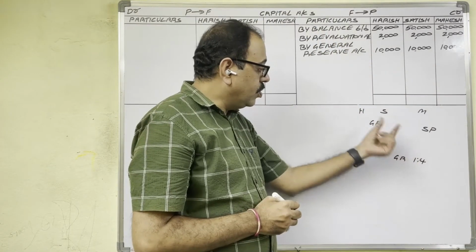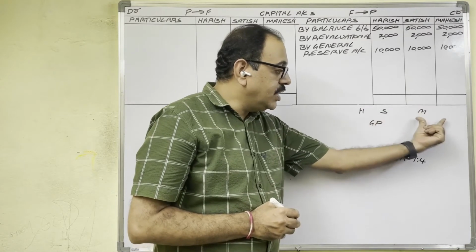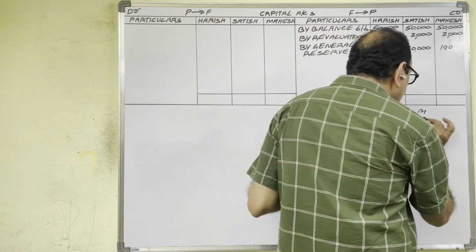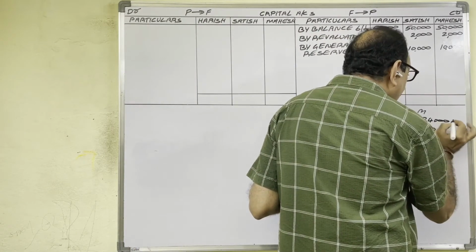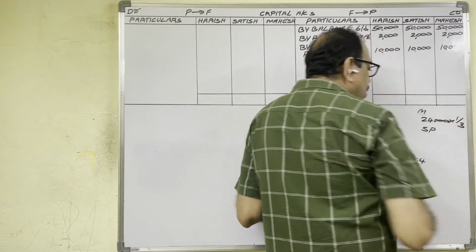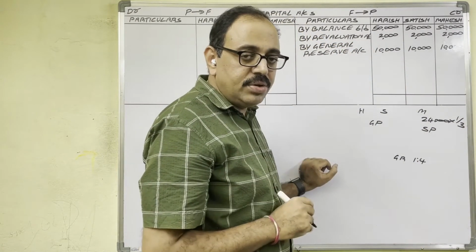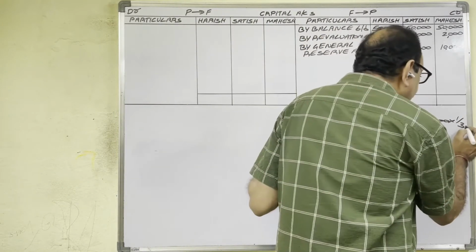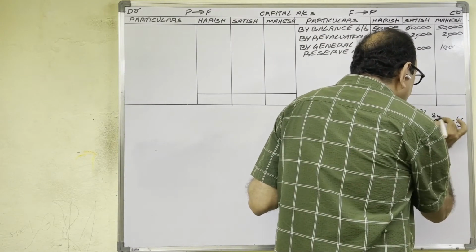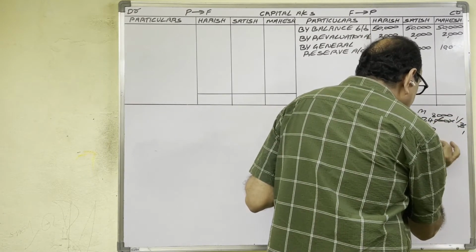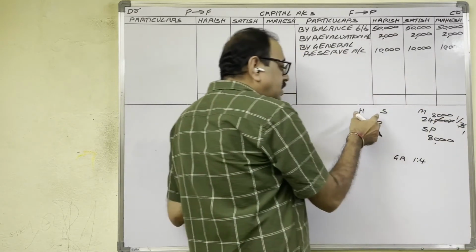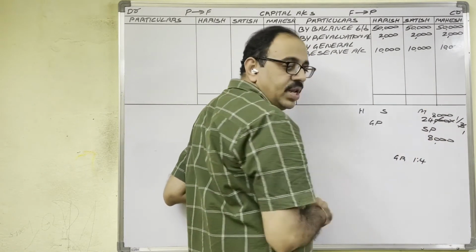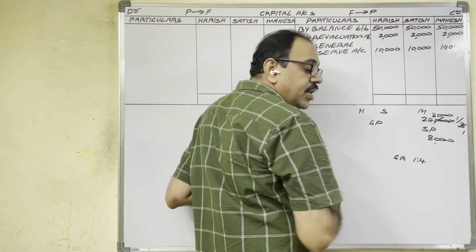In this ratio, existing partners have to pay his share of goodwill to him. Total goodwill is 24,000 rupees. In that, Mahesh's share of goodwill: their old ratio is 1:1:1, means Mahesh's share is 1/3. 24,000 into 1/3 is equal to 8,000 rupees. So existing partners should pay 8,000 rupees to Mahesh towards goodwill. In which ratio? In gaining ratio.